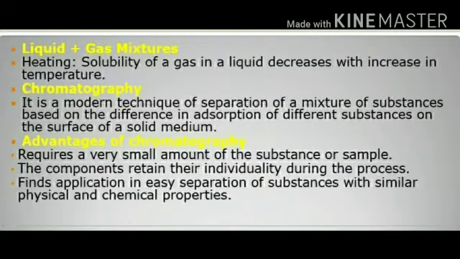Now, the liquid-gas mixture. The technique used is heating. Solubility of a gas in a liquid decreases with increase in temperature. Example, sulfur dioxide and water. Then chromatography. Chromatography is a modern technique of separation of a mixture of substances based on the difference in the adsorption of different substances on the surface of a solid medium.